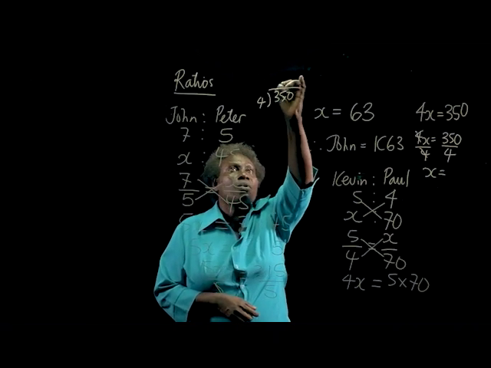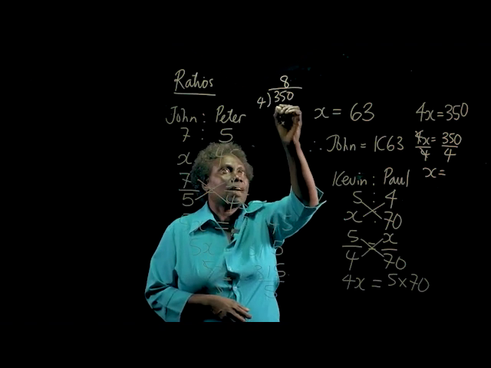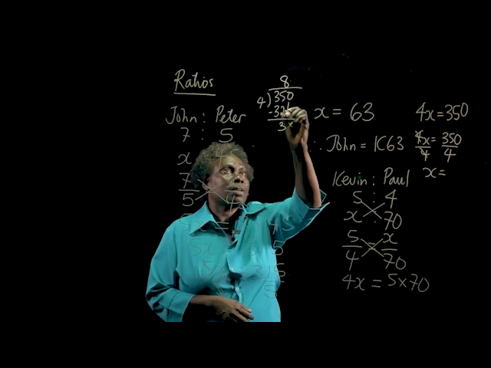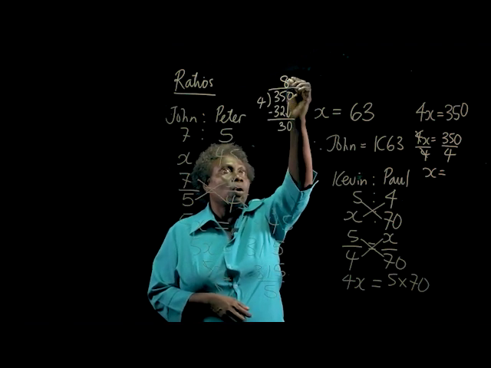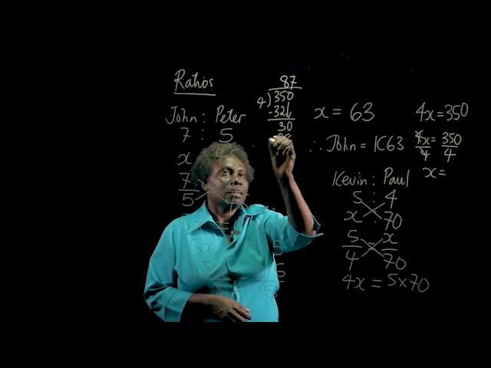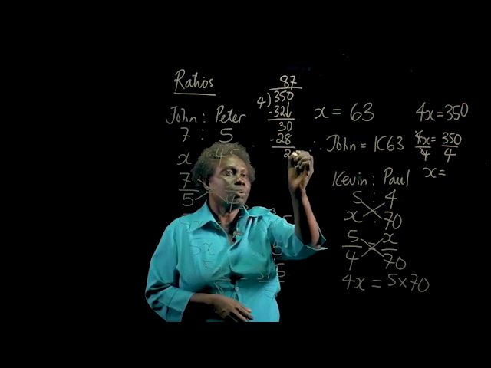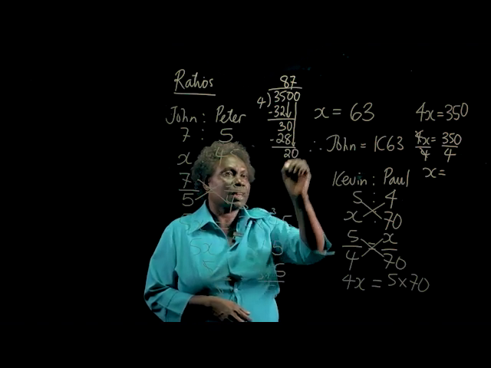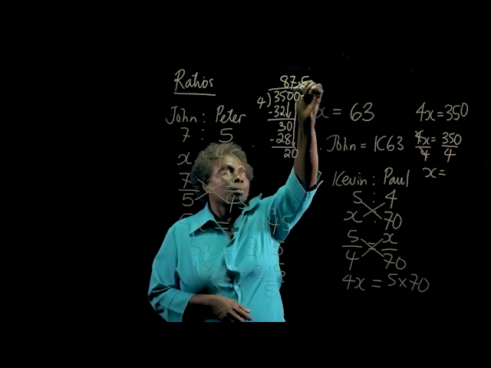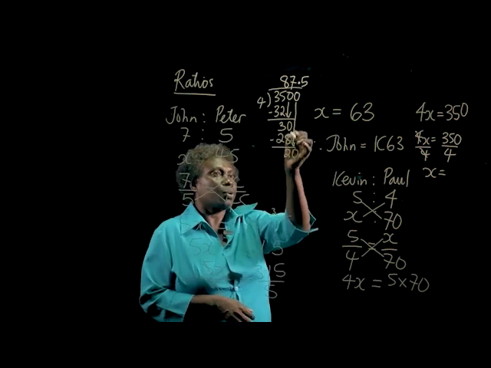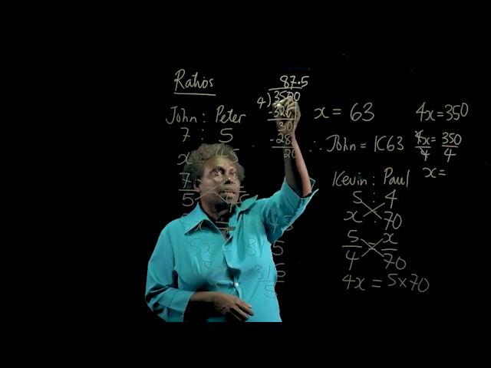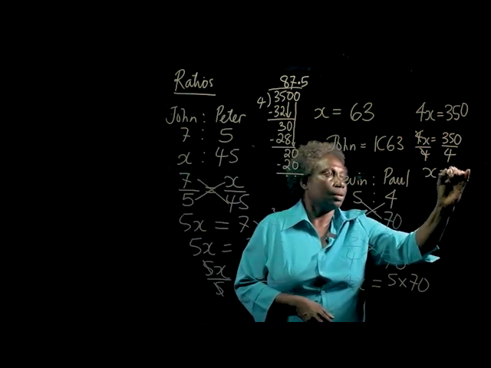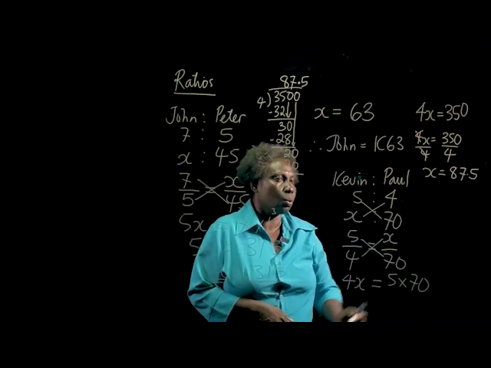35 divided by 4 is 8. 8 times 4 is 32. We subtract: 35 minus 32 is 3. 3 divided by 4 cannot, so bring down 0 and we make it 30. 30 divided by 4 is 7. 7 times 4 is 28. Subtract: 30 minus 28 is 2. 2 divided by 4 cannot, so we add a 0 here since there is no digit, and bring it down to make it 20. We must always make sure that we put a decimal point before we bring down the 0. Now, 20 divided by 4 is 5. 5 times 4 is 20. When we subtract, this cancels out. Therefore, x is equal to 87.5.